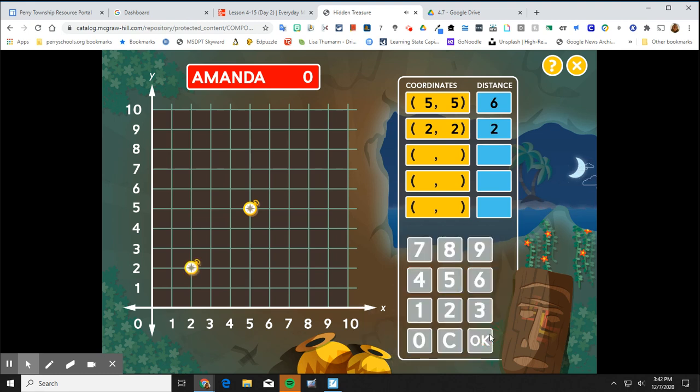That's not it. Ooh, I'm closer though. So I might go over to 4, 2. No treasure here. Oh, I'm 4 away. So that tells me maybe I go back 1, 2, 3, 4. So I'm going to go at 0, 2. That's not it. Still 2 away.